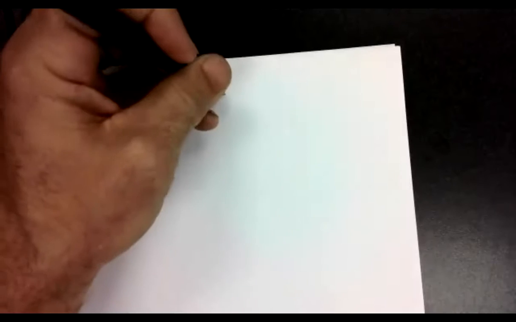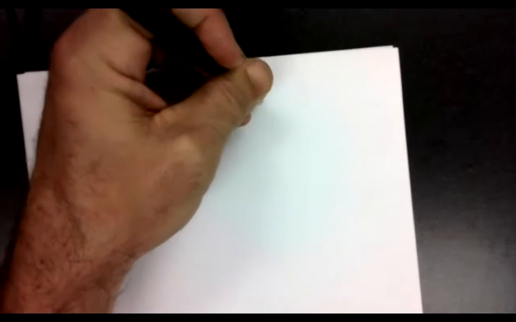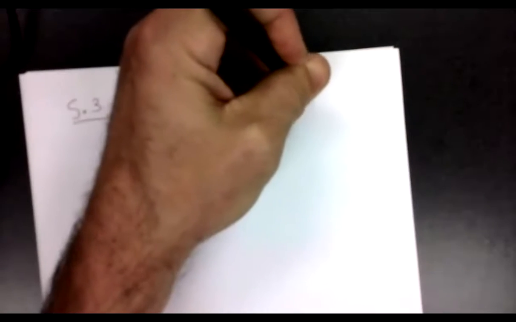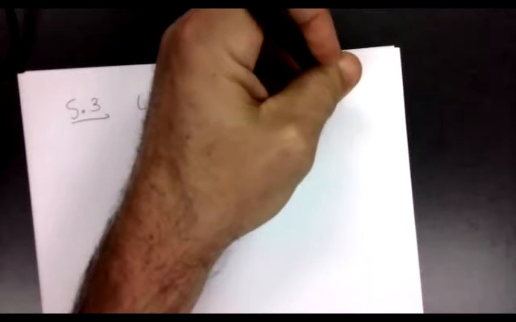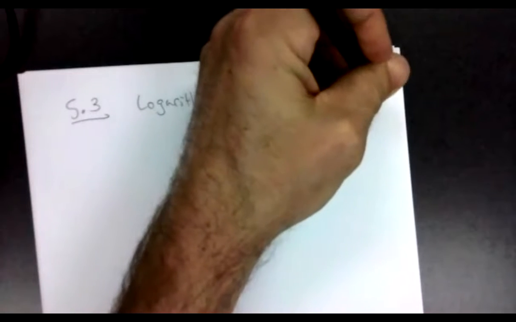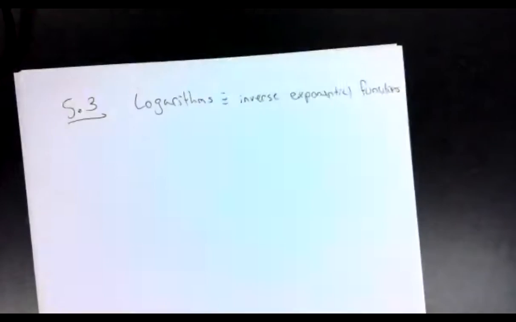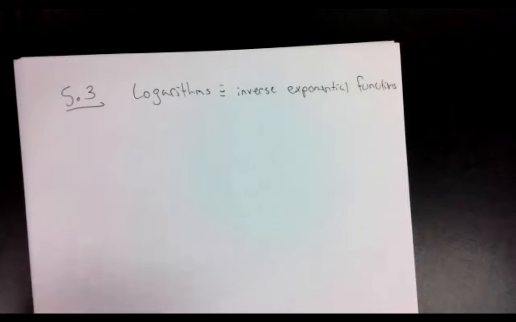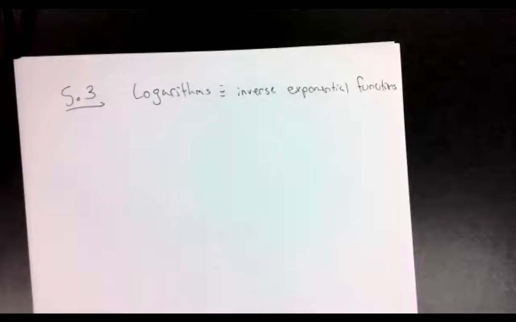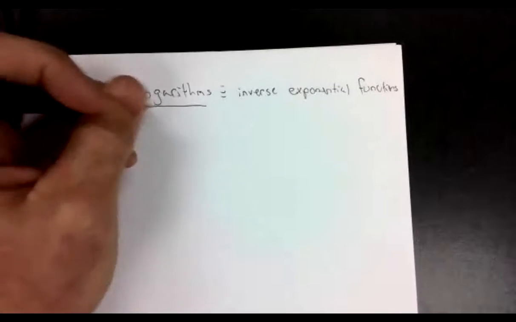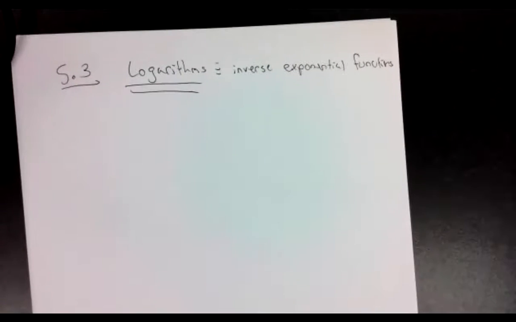A logarithm is the inverse of those exponential functions. So that kind of ties together what we started with. 5.1 was your inverse functions. You learned what an inverse was. 5.2 was exponentials. 5.3 is the inverse of the exponential function. That has a name. It's called the logarithm. So your logs are the inverse of the exponential function.